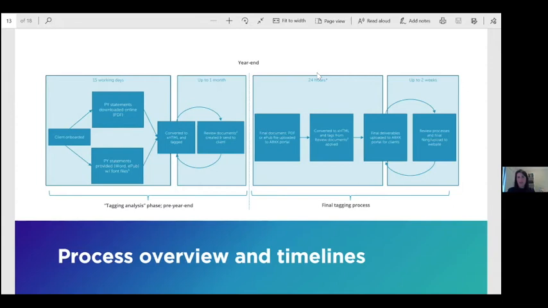So the idea is that this is bolted on to the end of your current process, and if the pre-tagging analysis is done as designed and we stay communicating through the year-end process, we should be able to turn around the tagging within 24 hours for you to then upload that onto your website and give to investors.